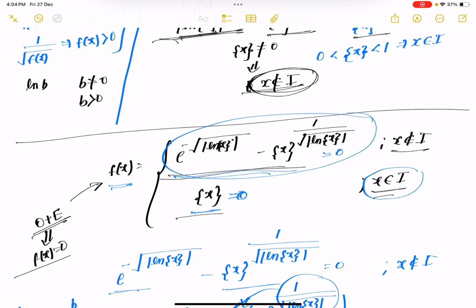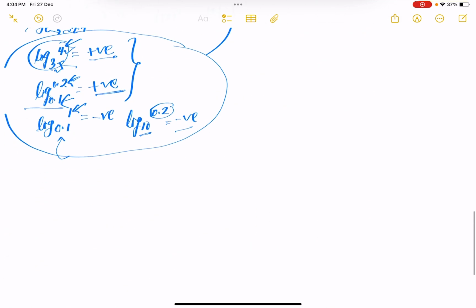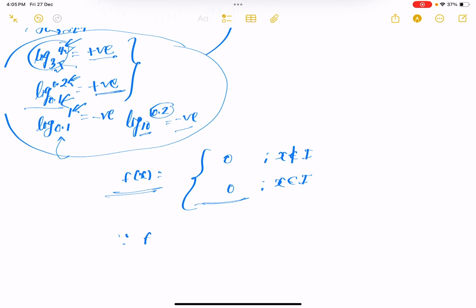And since this value is equal to 0, what is the conclusion? The conclusion is that f of x will be 0 when x is not an integer, and it will be 0 when x is an integer. Which means f of x is always 0. And since f of x is always 0, this is the only function that is both even as well as odd. So hence proved that this function is both an even and odd function.